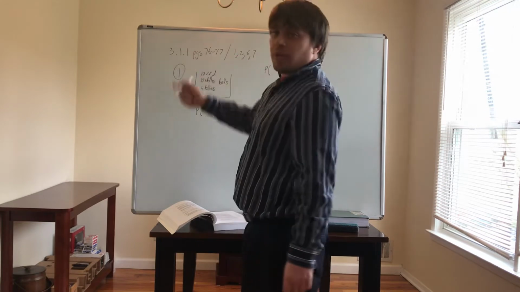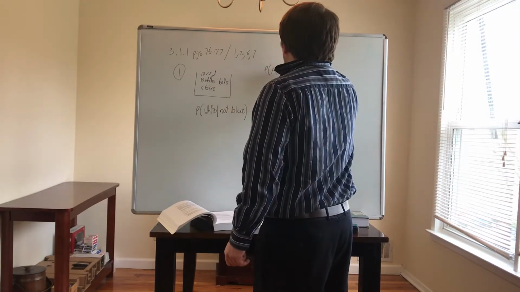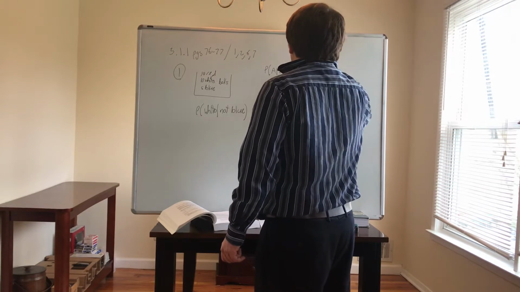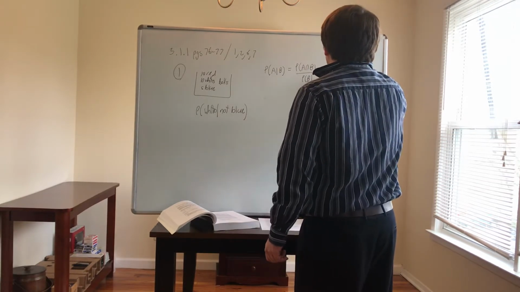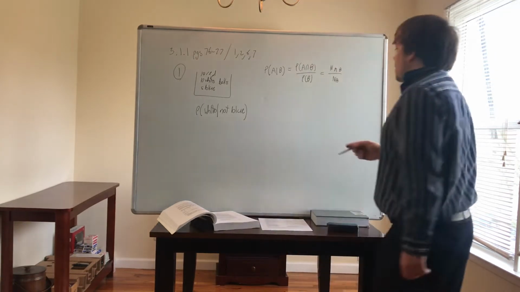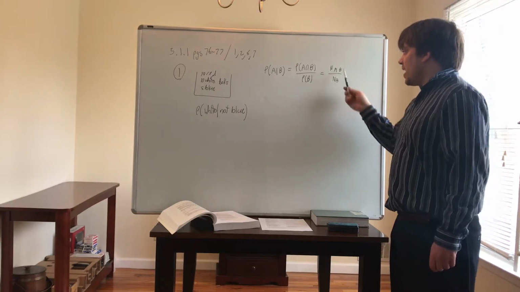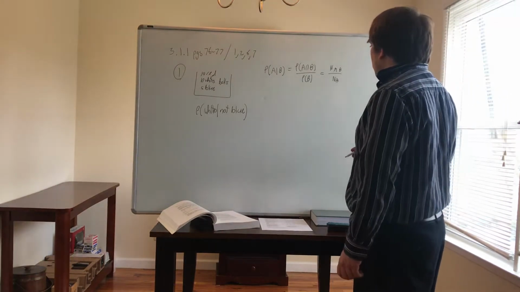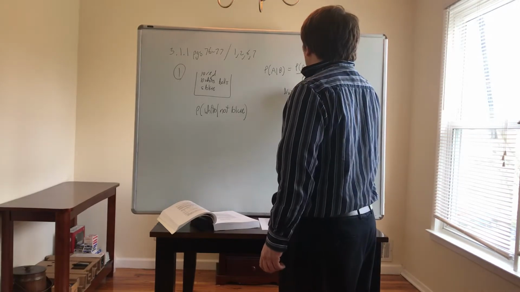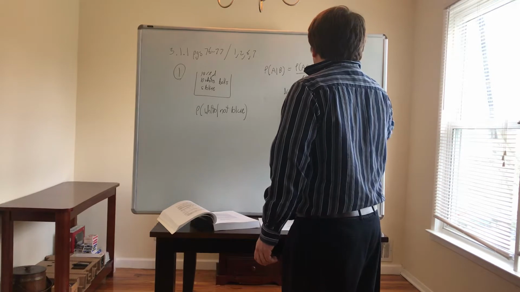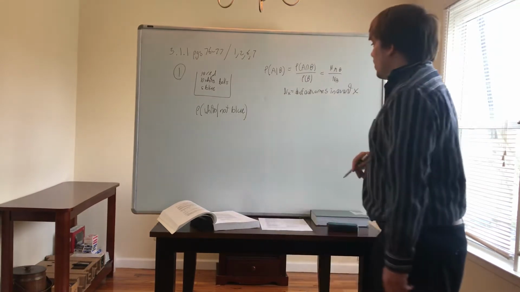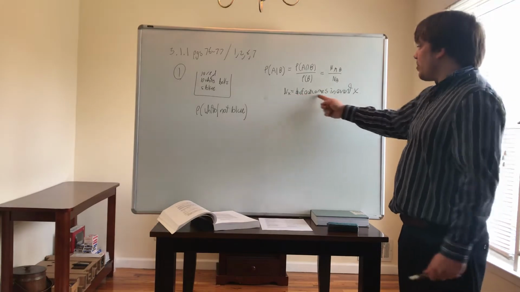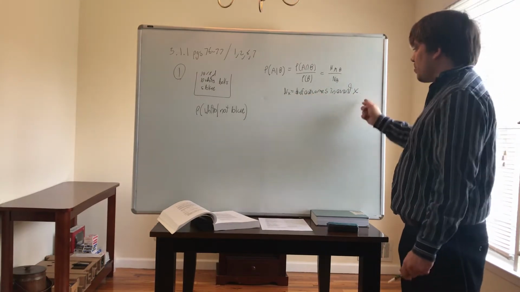In section 3.1, we learned that the probability of A given B is equal to the probability of A and B over the probability of B. This is also N sub AB over N sub B. N sub AB is the number of outcomes in event A and B, and N sub B is the number of outcomes in event B. If you have N sub X, it's the number of outcomes in event X. And an event is a subset of the set of simple outcomes.